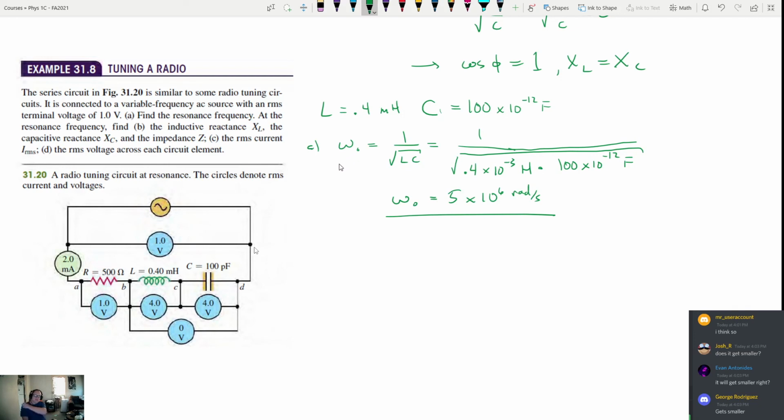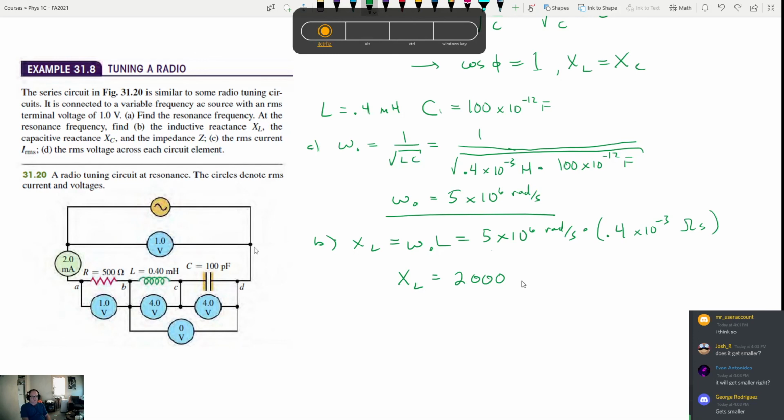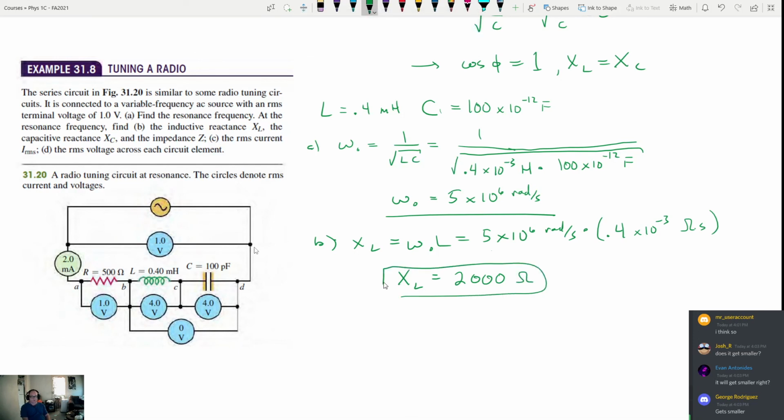Part B says to find the inductive reactance, XL. Once we have this quantity, we can say that X sub L is just equal to omega naught times L. So that's going to be 5 times 10 to the 6th radians per second multiplied by L, which was 0.4 millihenries, so 0.4 times 10 to the minus 3 henries. Henries are basically ohm seconds. XL then is equal to that number times this. So I get 2,000 henries. No, not henries, it's ohms. You can check for yourself.